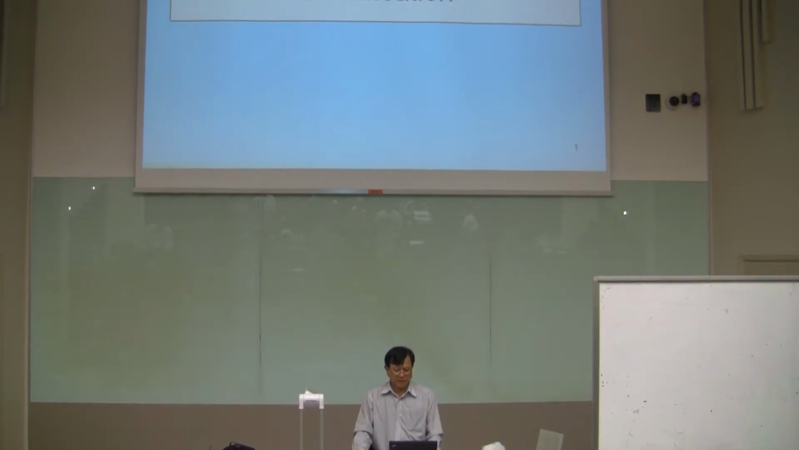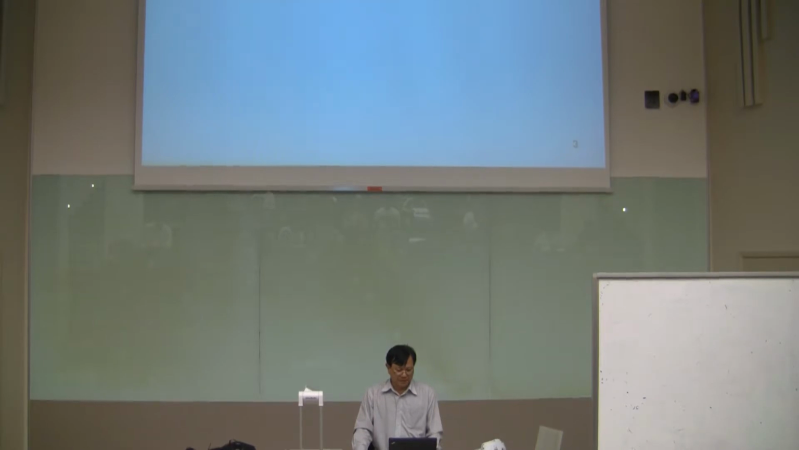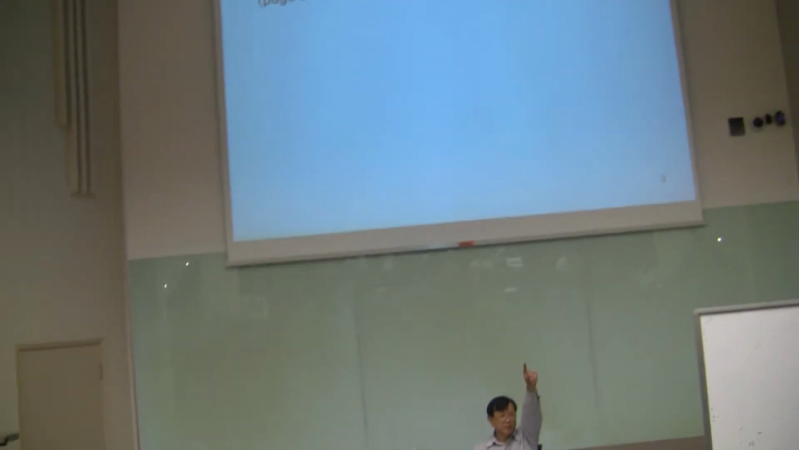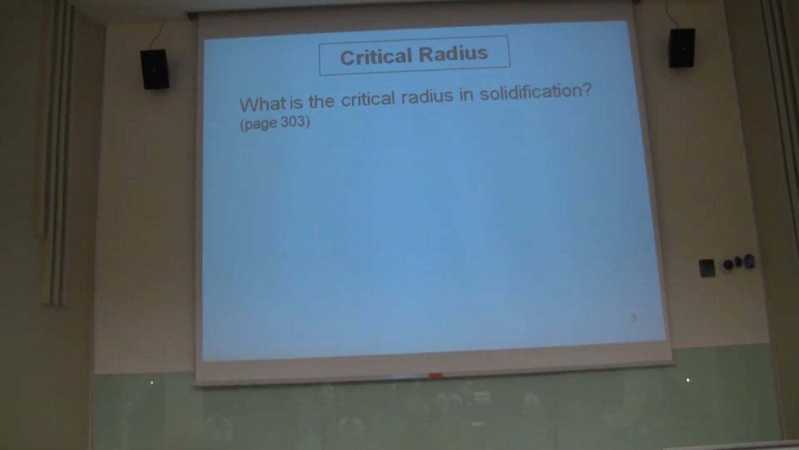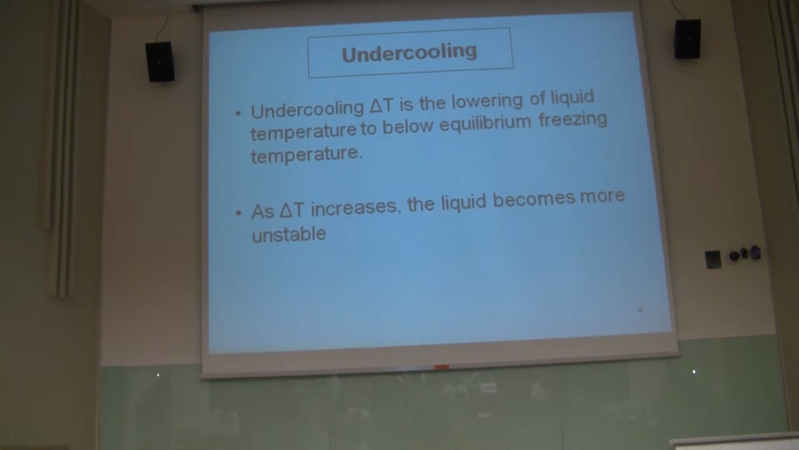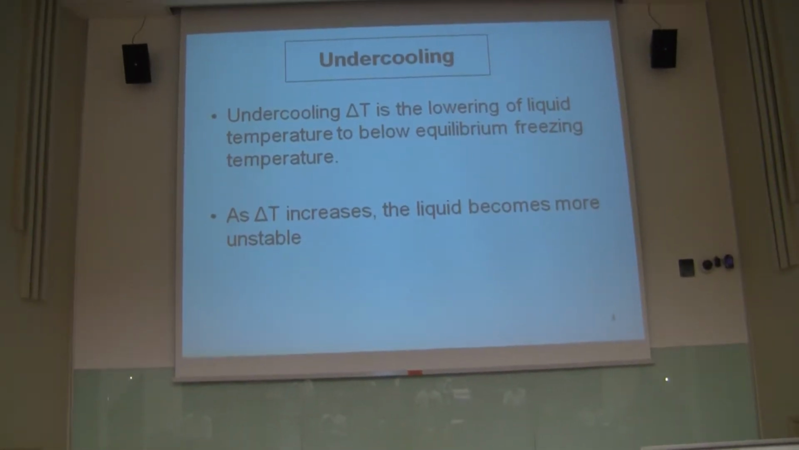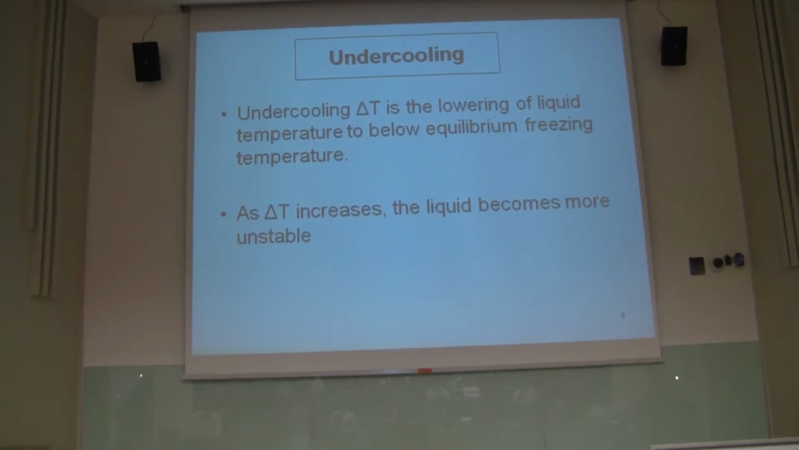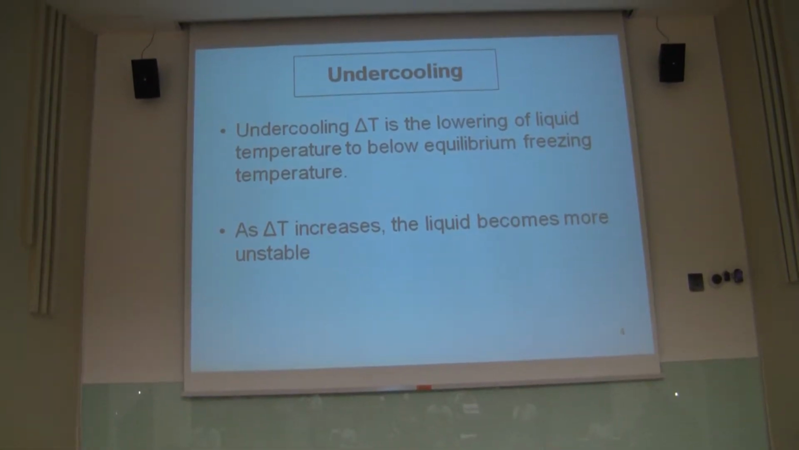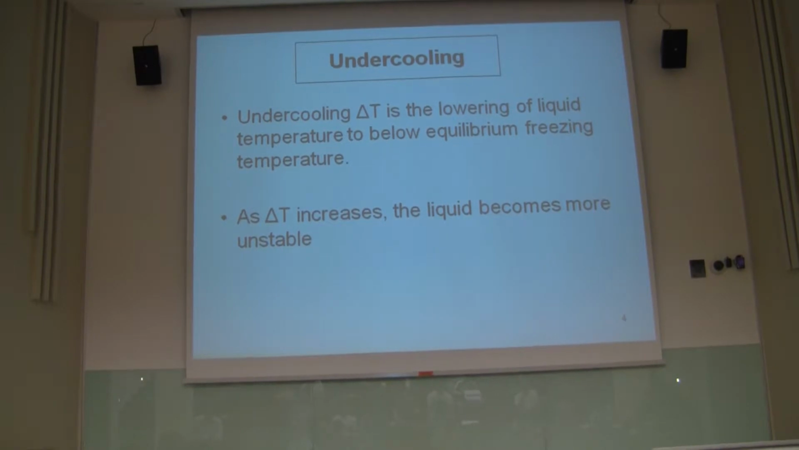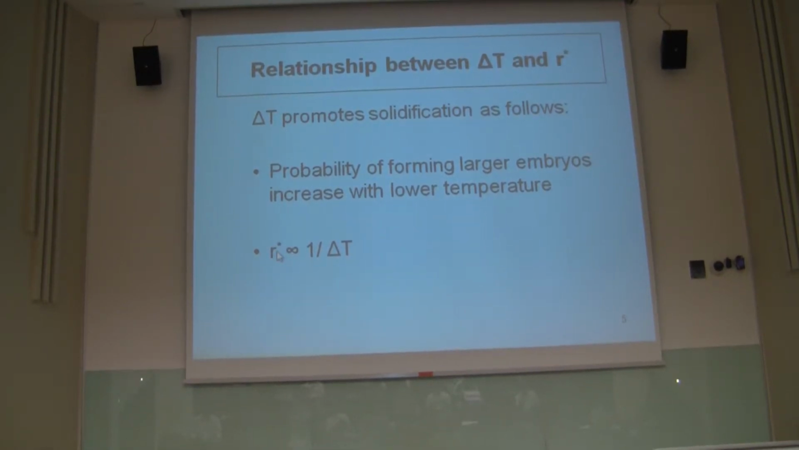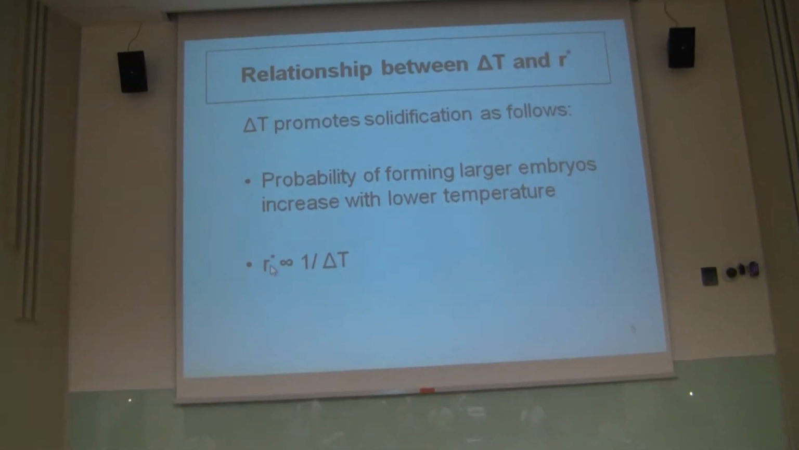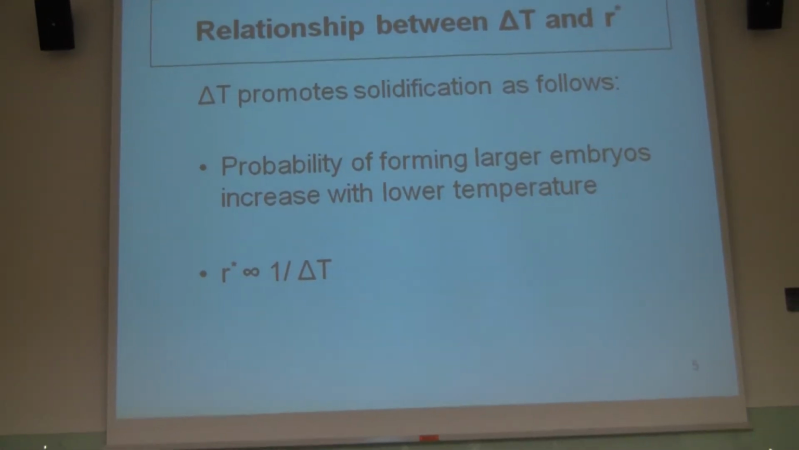Okay, so solidification. We talk about critical radius, the minimum radius to give you a stable nucleus. Then we talk about undercooling, cooling below the what? Freezing temperature. How much undercooling I have will depend on what? The cooling rate. The faster the cooling rate, the more undercooling. Can you see this relationship? Critical radius is inversely proportional to what? The degree of undercooling.